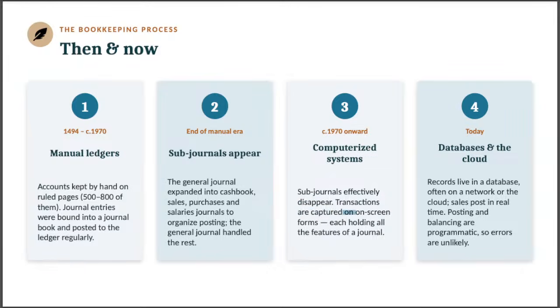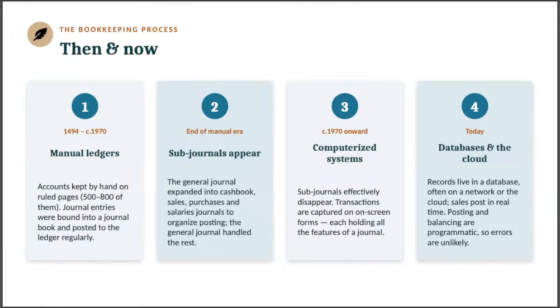Transactions are captured on on-screen forms, each holding all the features of a journal. Think about your little data entry screens. But today, records live in database systems, we should say, relational database systems, often on a network or the cloud, which is just someone else's computer. Sales post in real time. So we have things like just-in-time inventory that relies on point of sales postings.